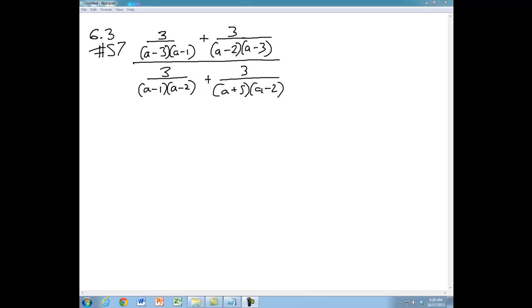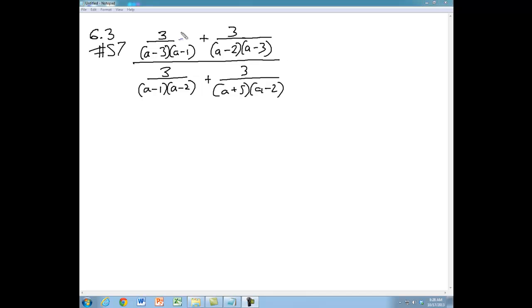To do that, we're going to first get a common denominator in the numerator of the problem, and I call this level 1 and level 2. So let's work on level 1 and level 2. You notice that the first fraction has an a minus 3, a minus 1, and this fraction has an a minus 2, a minus 3. This means that our common denominator is going to be a minus 3, a minus 1, a minus 2, because then they will both have 3 parts to their denominator.